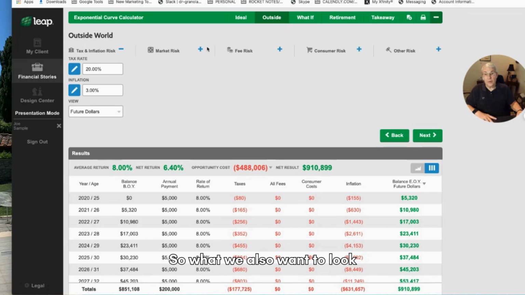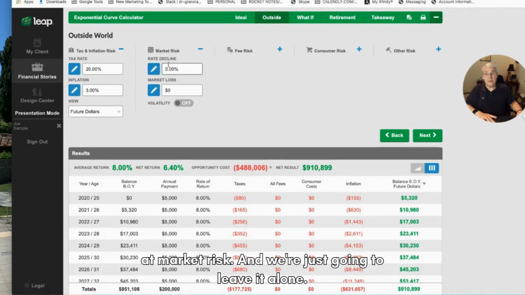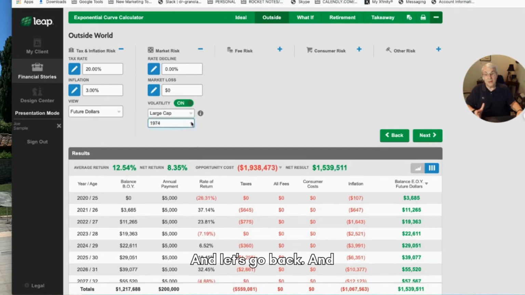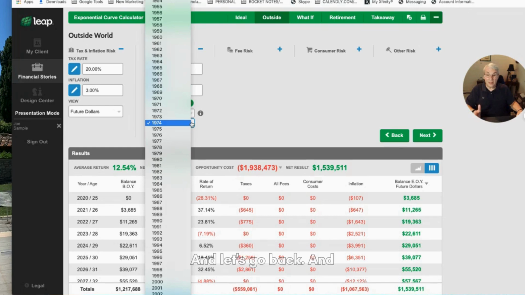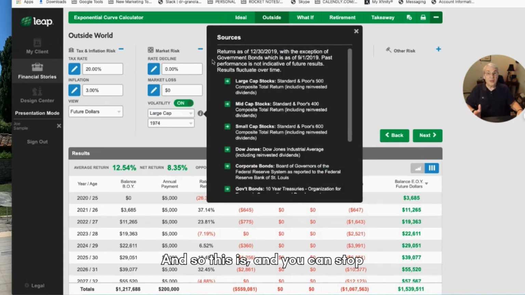So what we also want to look at, let's look at market risk. So we've got rate declines. Let's look at the market risk, and we're just going to leave it alone, but let's put volatility in there. And let's go back and pick some time. 1974 will give us a good indicator of volatility. And so this is, and you can stop the screen right here.